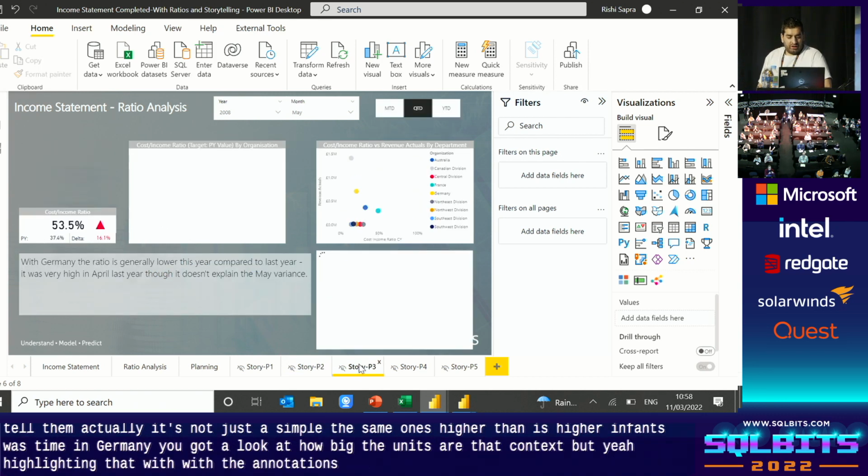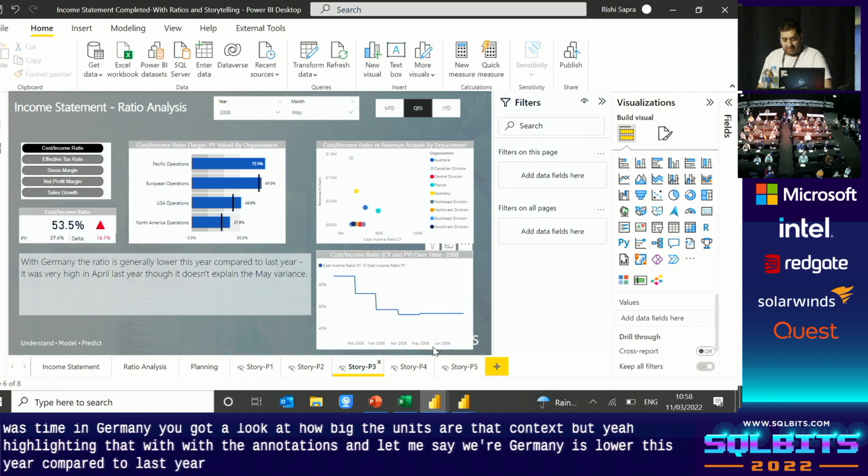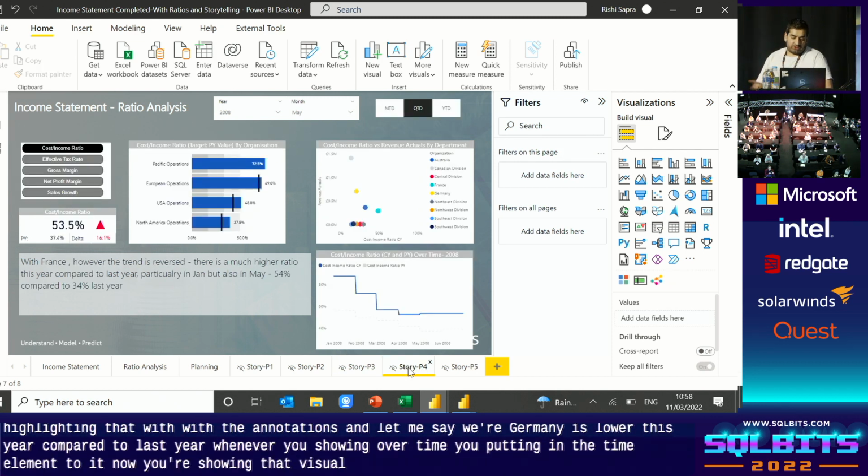And then we say, well, Germany is lower this year compared to last year, or whatever. So then you're showing it over time. You're putting in the time element to it now. You're showing that visual. And then with France, the trend is reversed.